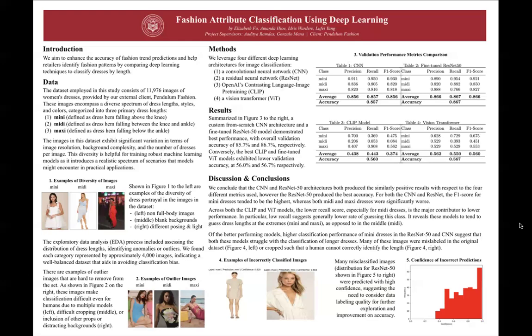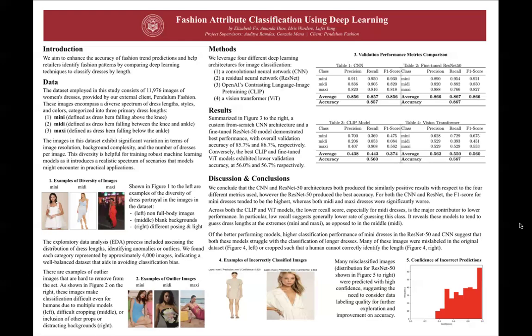So the conclusion we came to was that our CNN and ResNet 50 architectures were our most performant based on the metrics that we used, and that these two methods were also the best specifically on mini dresses, and the longer dresses were much worse. But notably, the CLIP and vision transformer models perform much worse on midi dresses, and we believe that's a major contributor to their lower performance, especially in their recall.